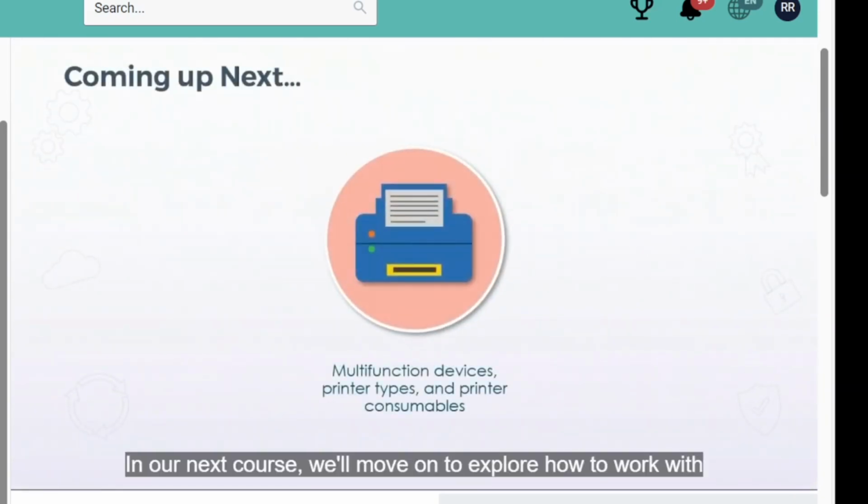In our next course, we'll move on to explore how to work with multifunction devices, printer types, and printer consumables.